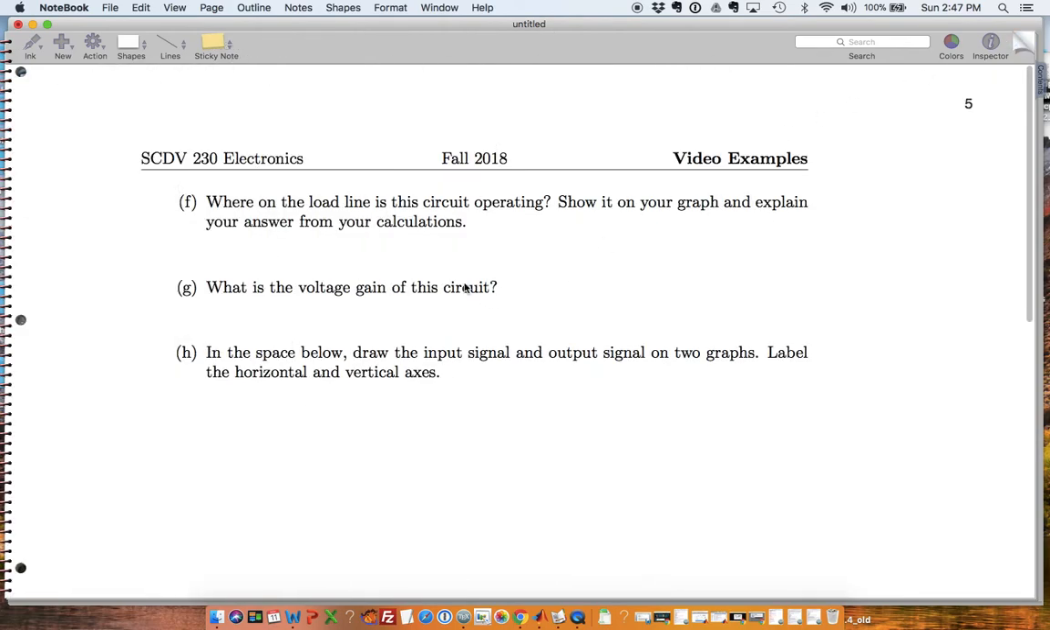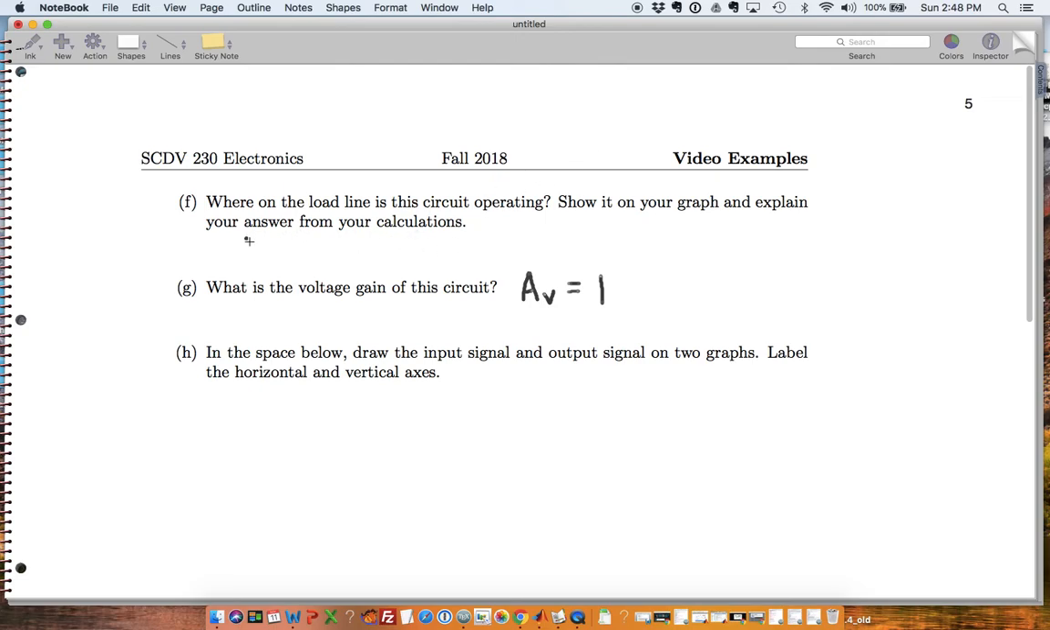So here I'm going to say my voltage gain, AV, is equal to 1. Let's see if I can make that look a little better. And so, show on your graph and explain your answer from your calculations. You heard my explanations about where it's operating. We looked at the calculations and where our quiescent point would be, and that's where we ignore the AC signal and just look at the DC signal, and we found it to be similar.